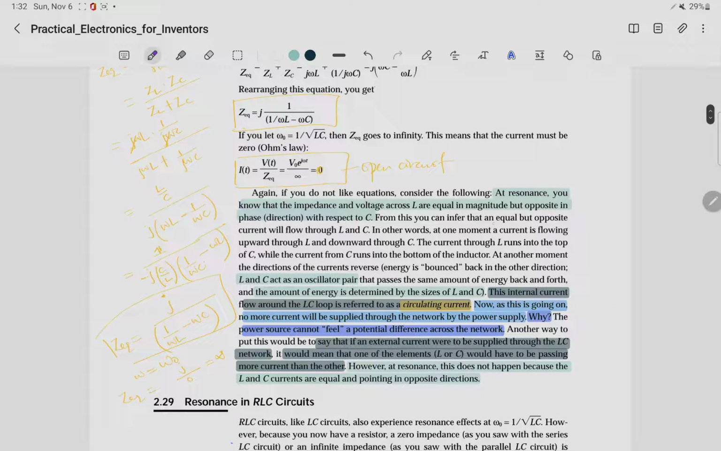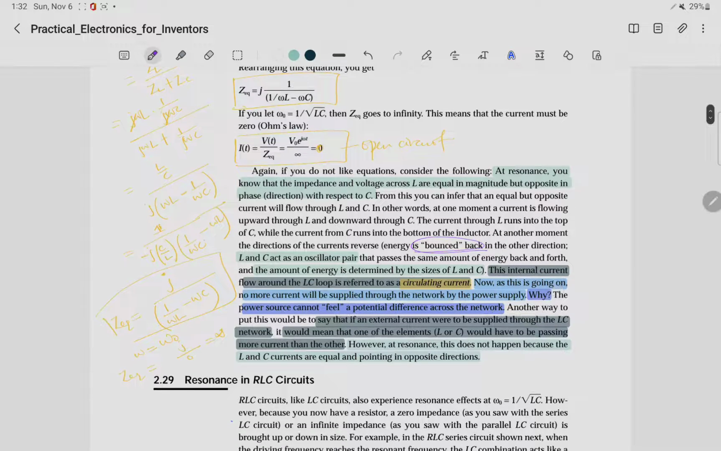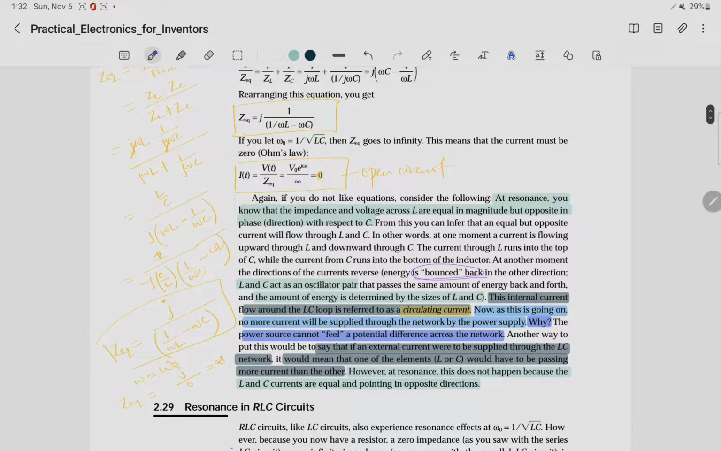From this, you can infer that an equal but opposite current will flow through L and C. In other words, at one moment, a current is flowing upward through L and downward through C. The current through L runs into the top of C, while the current from C runs into the bottom of the inductor. At another moment, the directions of currents reverse. Energy is bounced back in the other direction, and this behaves as an oscillator pair.